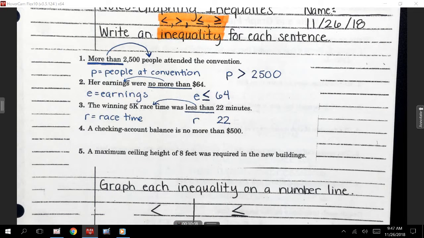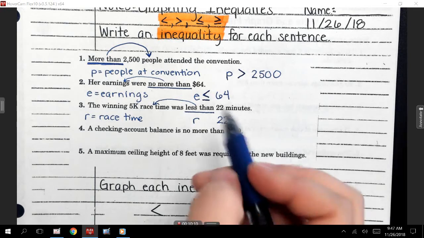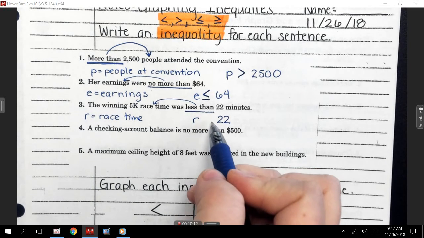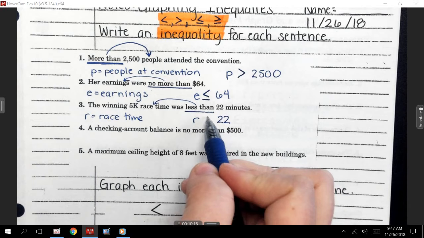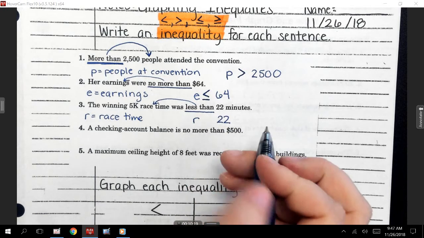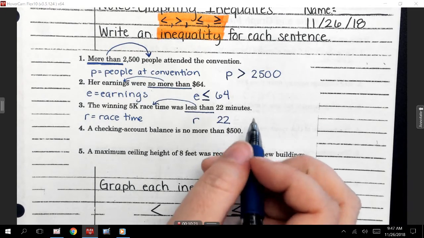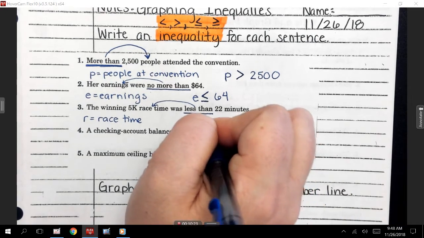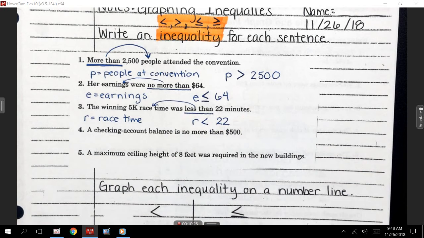If the race time was less than 22 minutes for my R, am I saying that it's less than 22, greater than 22, less than or equal to 22, or greater than or equal to 22? What do we think, Gabe? Less than. It said less than, so we're going to use less than. If it said not less than, we would use the opposite, which would be greater than or equal to. But this just said less than, so we're going to use less than.